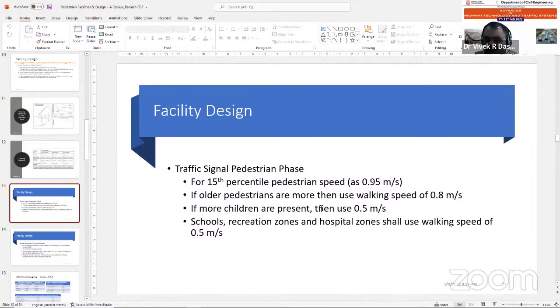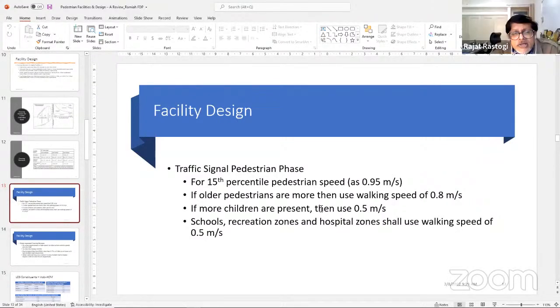I'll take one more last question, by Mr. Neeraj Singh. He has asked, what is the height of a raised tabletop crossing? Okay, so that's 100 mm.